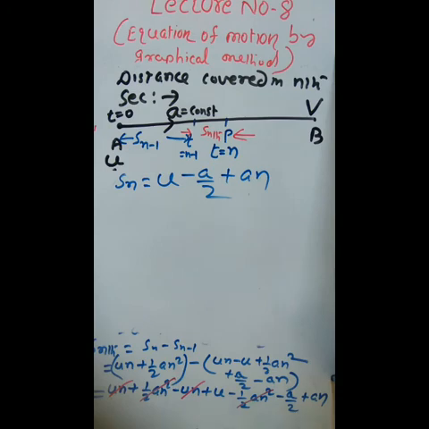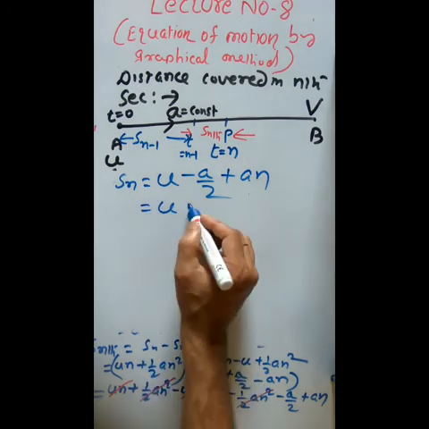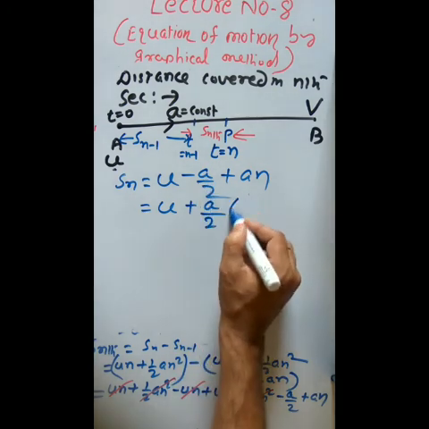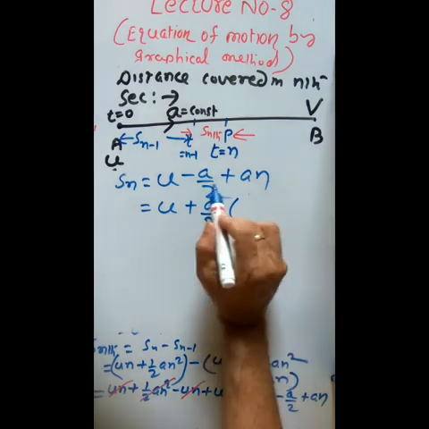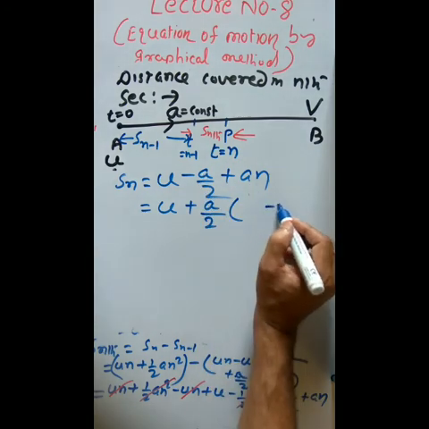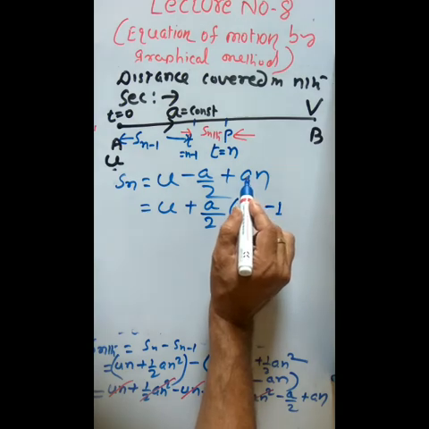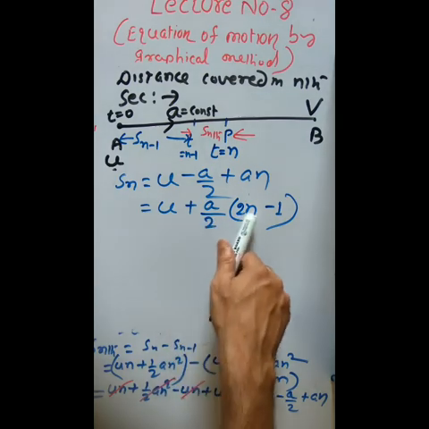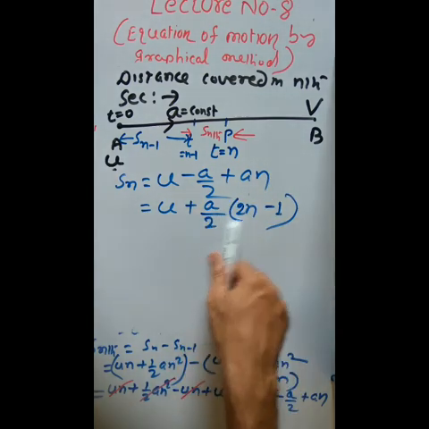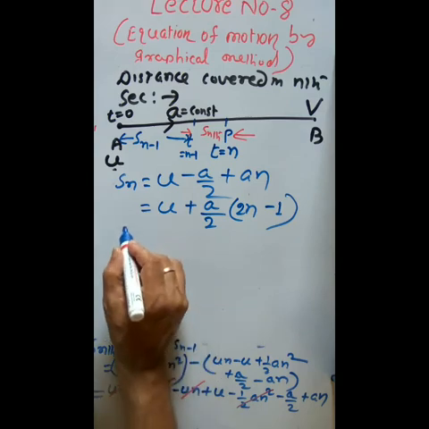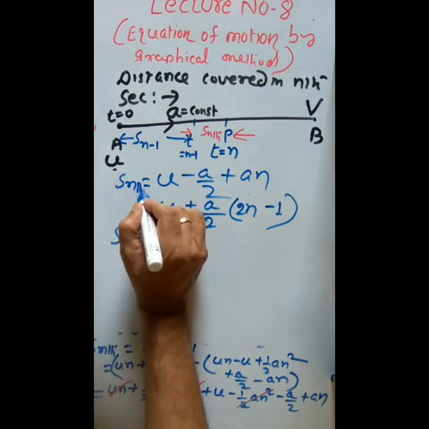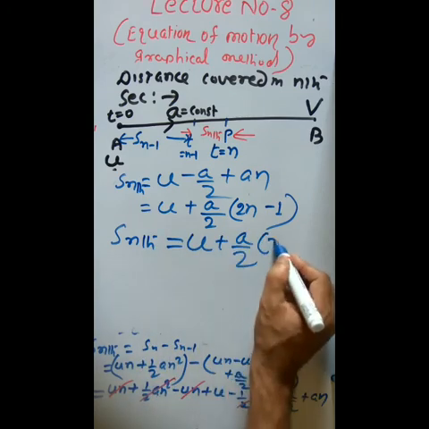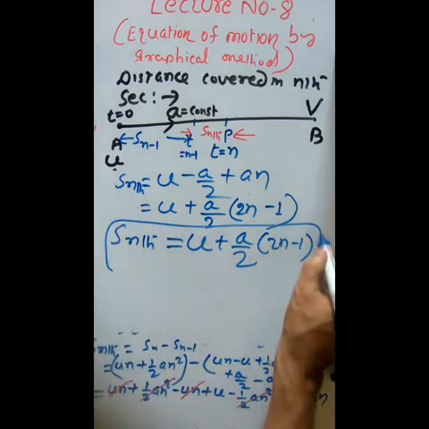Okay, u minus a by 2 plus an. So here it is u plus, you take a by 2 common. If you take a by 2 common, from this you will get minus 1, and from here you will get 2n. So now see, u plus a by 2 into 2n, the 2 cancels, that is an. And here a by 2 minus 1, minus a by 2. So this is the formula of Snth, the distance covered in the nth second, which is equal to u plus a by 2 into 2n minus 1. So you have to remember this.